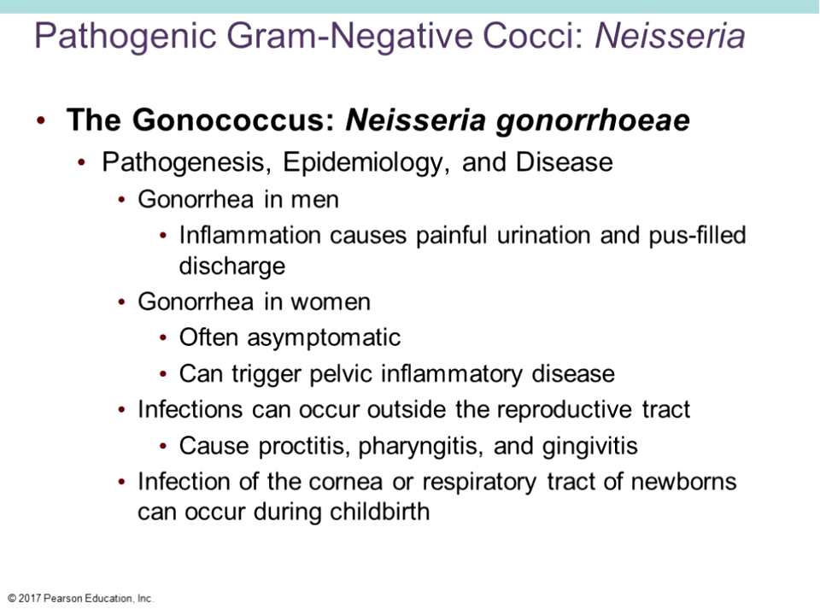Infections occur outside of the reproductive tract a lot of times. If that happens, it can cause pharyngitis, and it can cause gingivitis if it's in the oral cavity. And we also see infections of the eye and the respiratory tract of newborns as they pick up the bacteria going through the mother's birth canal.